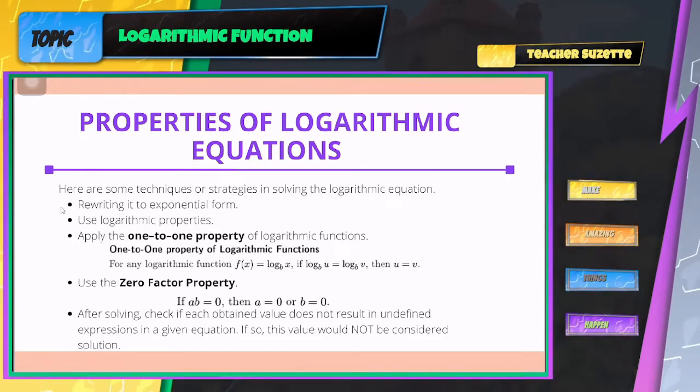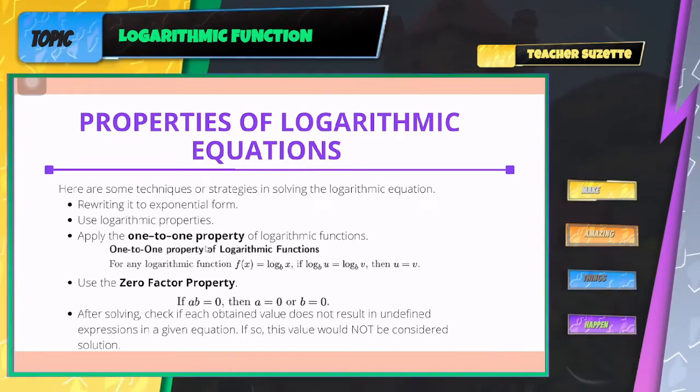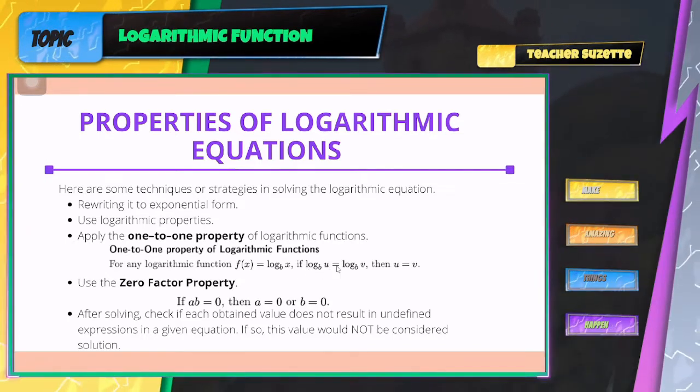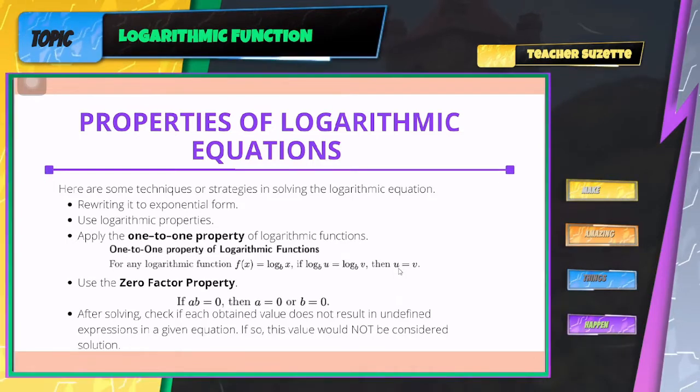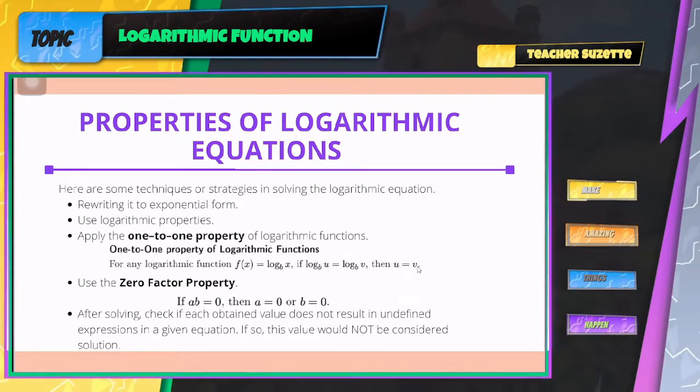Mamaya malalaman natin when we are going to rewrite it to exponential form, and when it is applicable to use logarithmic properties and to apply the one-to-one property. When you say one-to-one property of the logarithmic function, take note that for a logarithmic function f of x equal to logarithm of x base b, if logarithm of u base b is equal to logarithm of v base b, then you can express it as u equal to v.